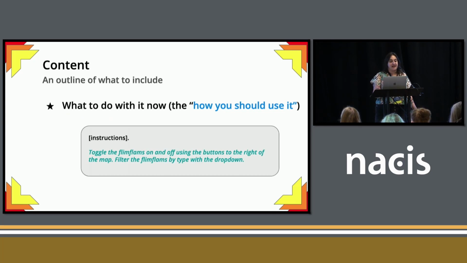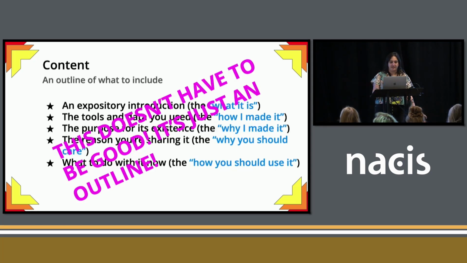And what to do with it now. And that's the instructions. Toggle the flim-flams on and off using the buttons to the right of the map. Filter the flim-flams by type with the drop-down. So this doesn't have to be good. It doesn't have to sound good. It's literally just an outline so that you know all the things that you want to include.